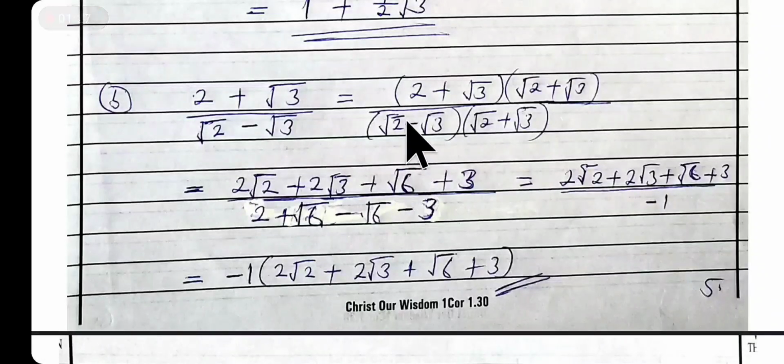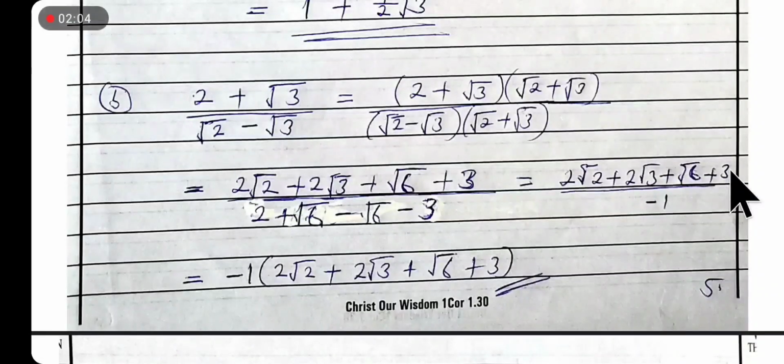Then all over, root 2 times root 2 will give us 2. Why is it 2? Because 2 times 2 is 4. Then the root of 4 is 2. Plus root 2 times root 3 will give us root 6. Minus root 3 times root 2 will give us minus root 6. Then minus times this plus will give us minus. Root 3 times root 3 will give us 3 times 3 will be 9, and then root of 9 is going to be 3.